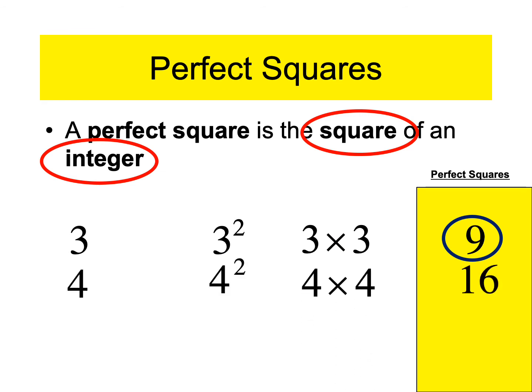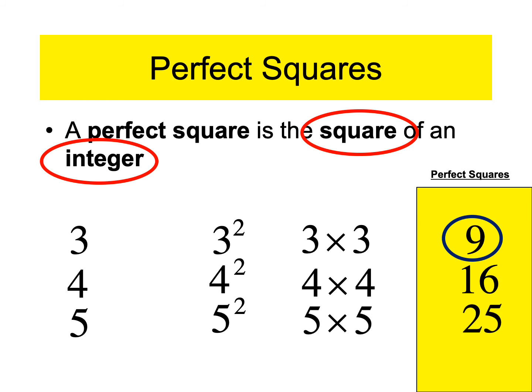4 squared is 16, so that number 16 is a perfect square. Now notice there's a whole bunch of numbers between 9 and 16. None of those numbers, 10, 11, 12, 13, 14, 15, are perfect squares. 9 is a perfect square. 16 is a perfect square. 10 is not a perfect square. 5 times 5 is not 10, it's 25.